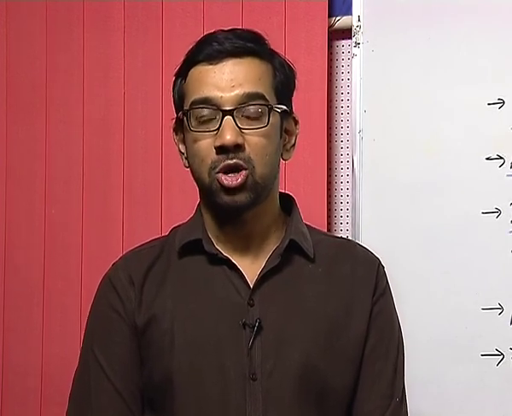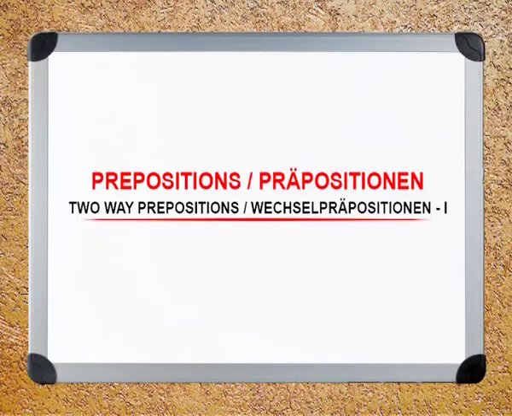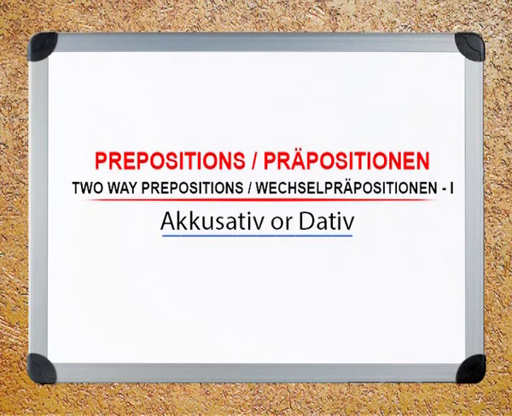In this session, we are going to do another category of prepositions called two-way prepositions, or in German we call them Wechsel Präpositionen. Wechsel means change or exchange. As you can see from the English meaning, they are called two-way prepositions because they are either in accusative or in dative. Yes, that is the main feature of these prepositions. Till now you have done accusative prepositions and dative prepositions. Well, this is a category of prepositions which at times are either accusative or dative.